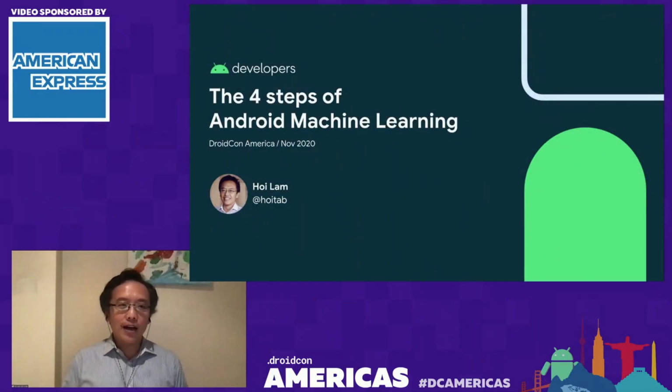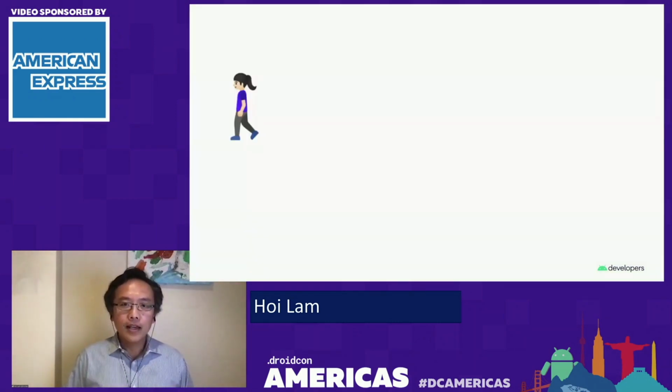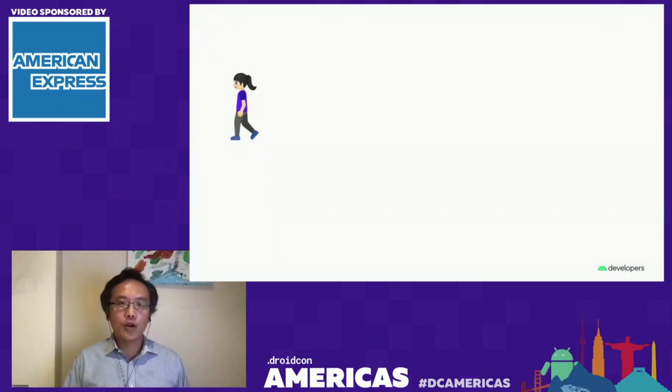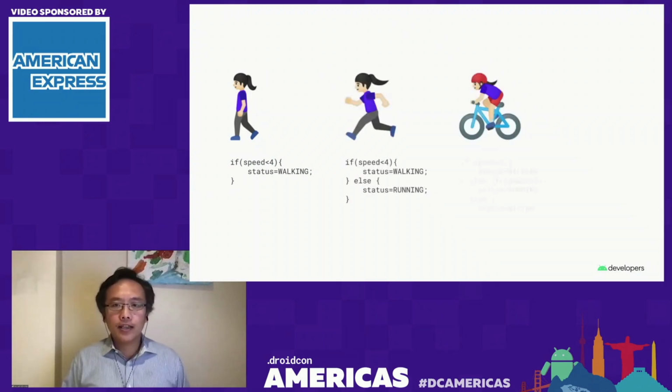So the first thing that I wanted to highlight is, hey, why do we want to do machine learning to begin with? So the first thing that maybe we should review is how does machine learning differ from traditional programming? If we think about the example of activity detection, where we want to differentiate between walking and running, we may do something like this and say, hey, if the speed is less than 4, then it is walking. If it is more, then it's running. If it is even more than that, it's biking.